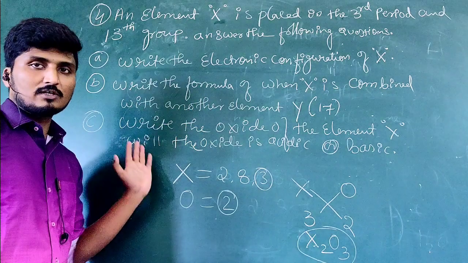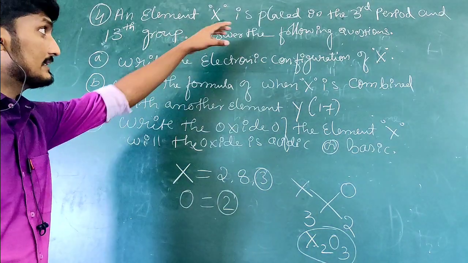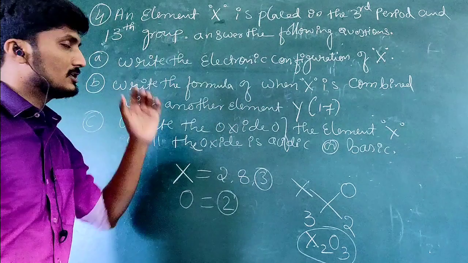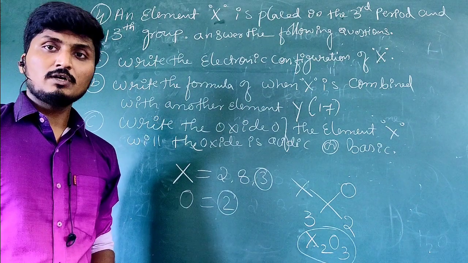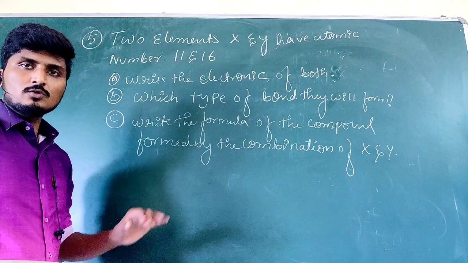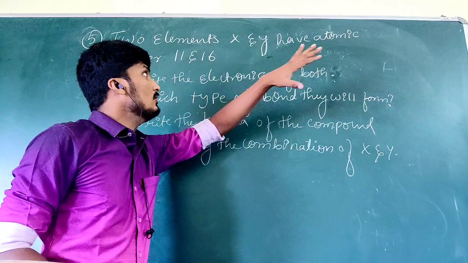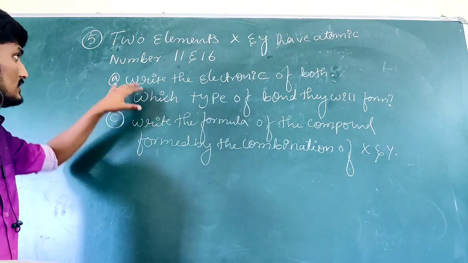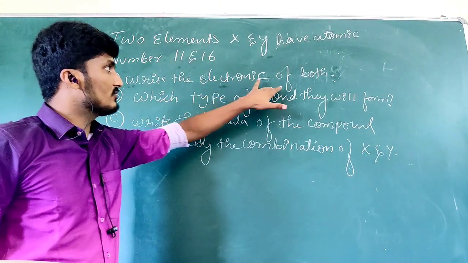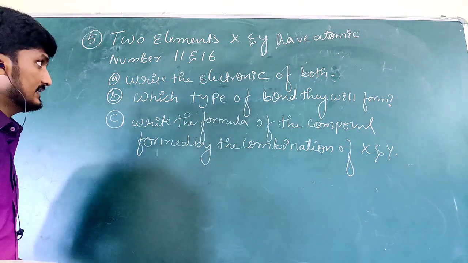So I hope you understood this problem, and you can take many other examples by taking any other video, any other group, and you can solve the same type of problems. Moving to the next question. So this is the fifth question. Read the question. Two elements X and Y have atomic number 11 and 16 they have given. So write the electronic configuration of both. You have to write the electronic configuration of both we need to write.